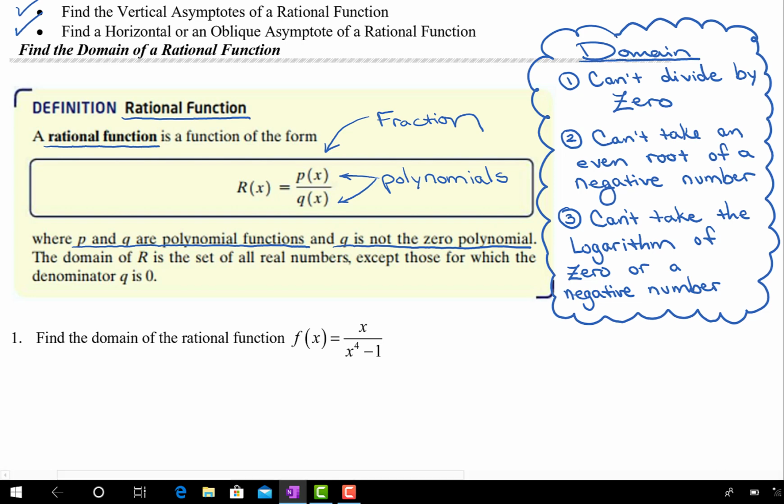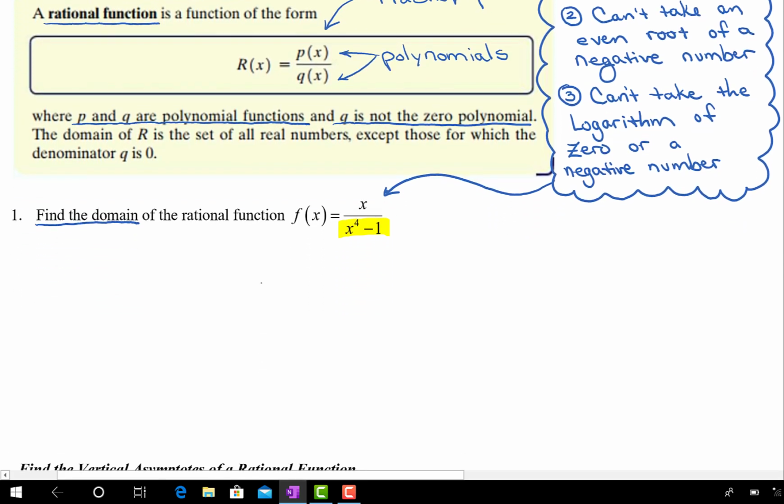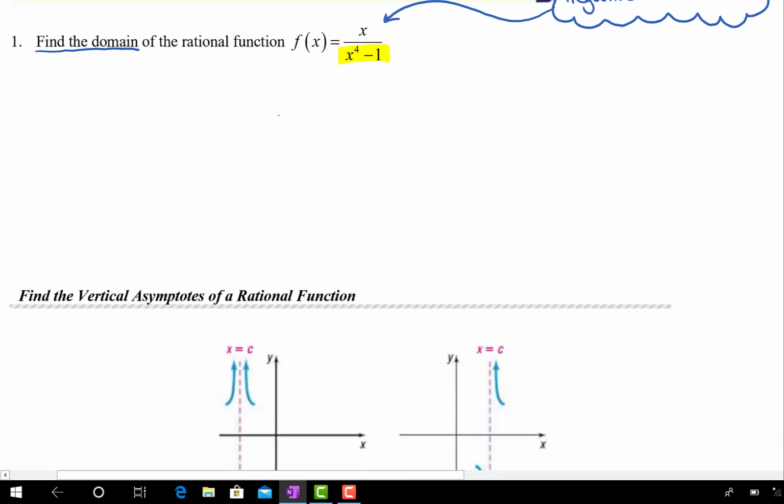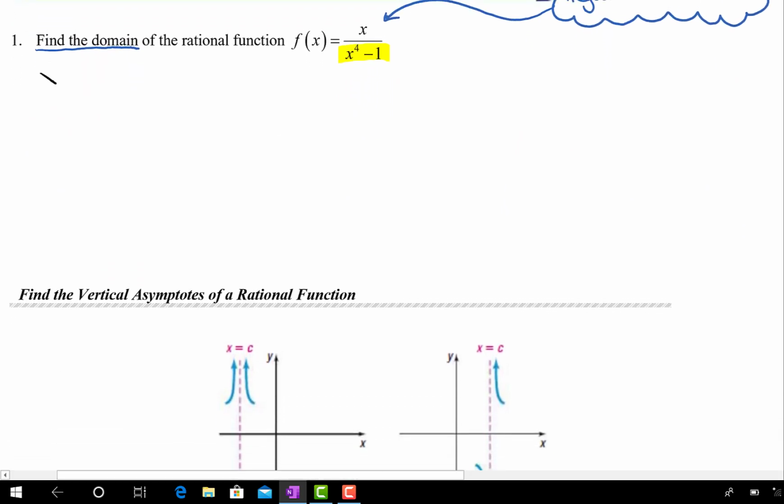All right, let's go to our number 1 problem here. Find the domain of the rational function f of x is equal to x divided by x to the 4th minus 1. The only one of these 3 things we have to worry about is number 1, where it says you can't divide by 0. So we need to find out what would be our restrictions on our domain. What numbers, if we were to plug them in for x, would give us a 0 in the denominator of this rational function? I'm not going to worry about the numerator.